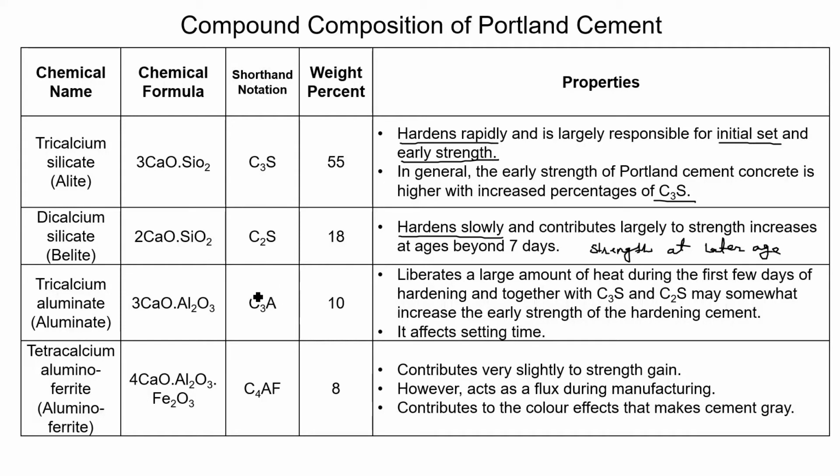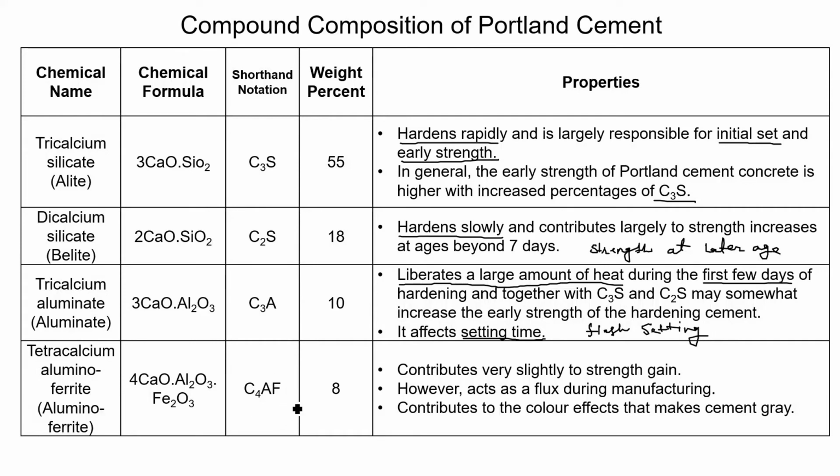C3A, that is tricalcium aluminate, is another Bogue compound. Due to this C3A, cement liberates a large amount of heat, that is, heat of hydration is high at the initial stage, in the first few days of hardening, and it also affects setting time. When water is added to the cement, this C3A reacts quickly with the water and is responsible for flash setting. To reduce this flash setting, gypsum is added to the cement.